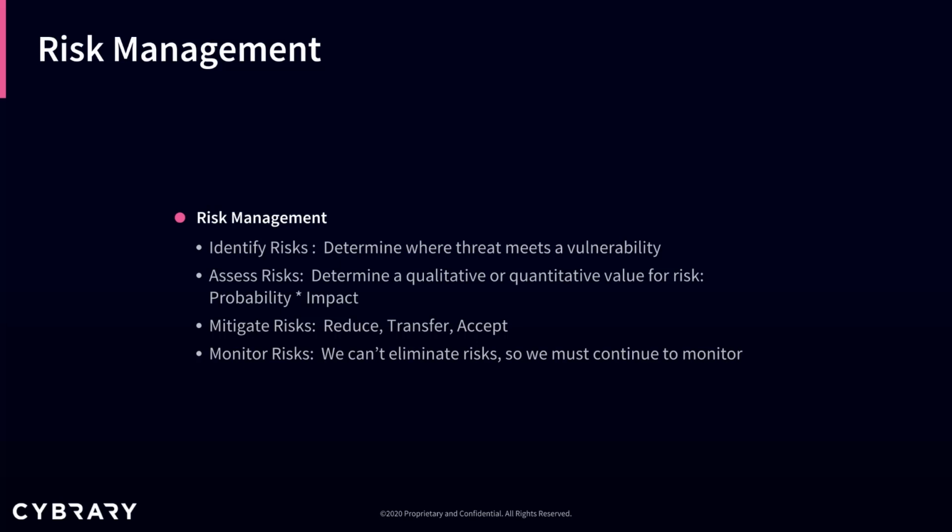Then we mitigate the risks. The value of the risk that we assessed in step 2 will drive our mitigation strategy. If it's a high probability, high impact risk, we'll have a very active strategy. If it's a low probability, low impact risk, we'll probably have a passive strategy. Our options for mitigating risk are by reducing, transferring, or accepting risk.